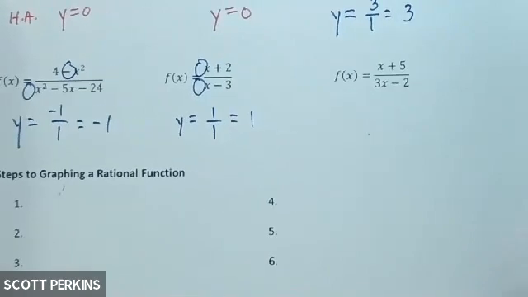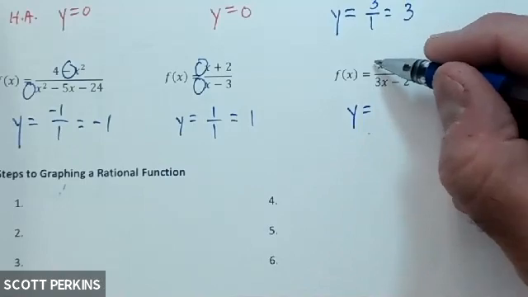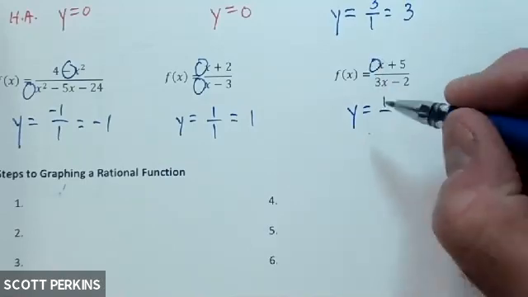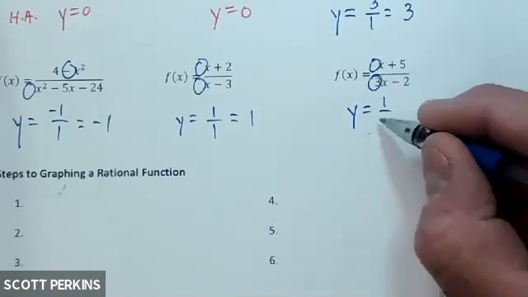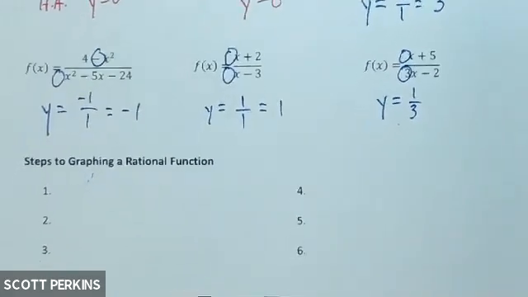And then the last one I have right here, the coefficient of the highest power in the top is 1. The coefficient of the highest power in the bottom is 3. And so that horizontal asymptote is 1/3.